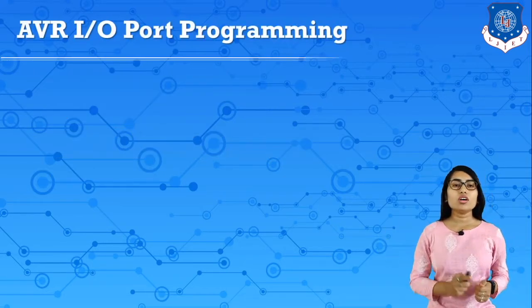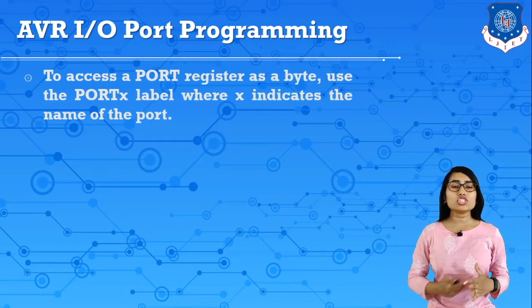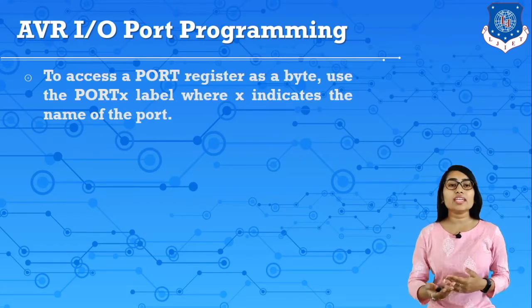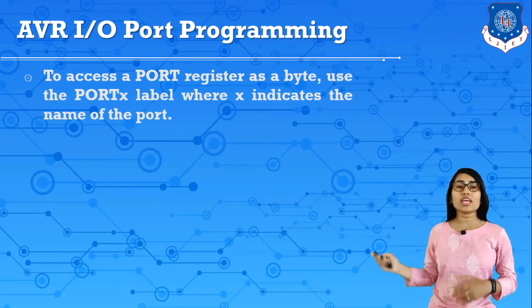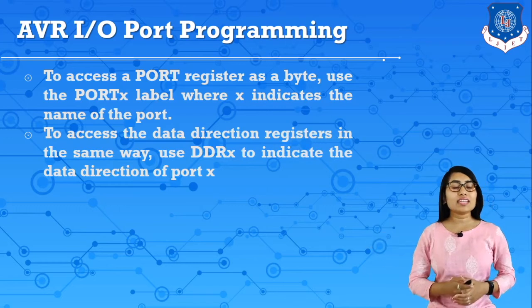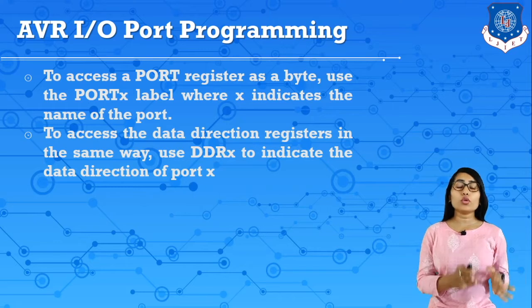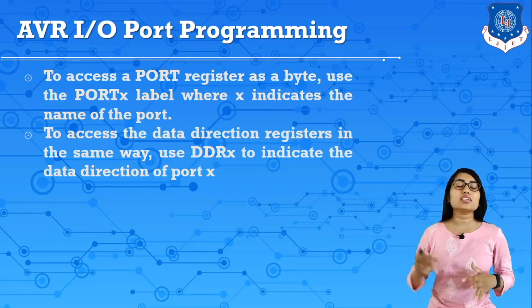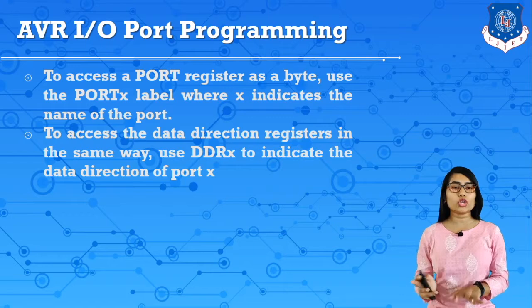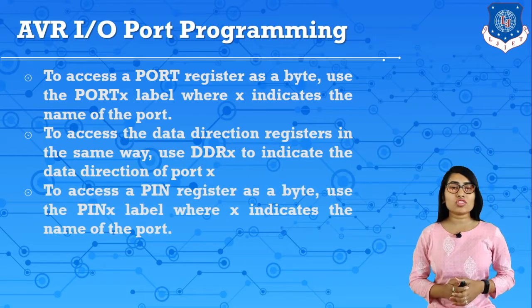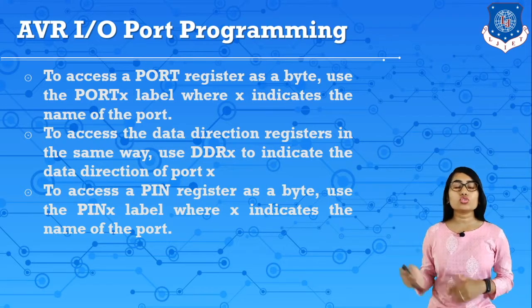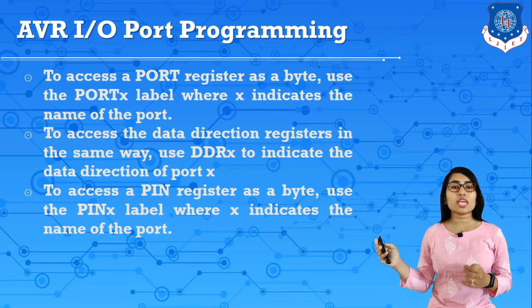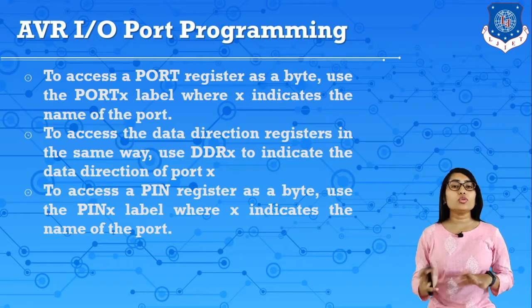To access a port register as a byte, we use the PORTX label, where X indicates the name of the port. To access the data direction register in the same way, use DDRX to indicate the data direction of port X. That means port X is designated as either an input port or an output port. And to access the pin register as a byte, use the PINX label, where X indicates the name of the port. Using these kinds of registers we can perform different kinds of input output operations.